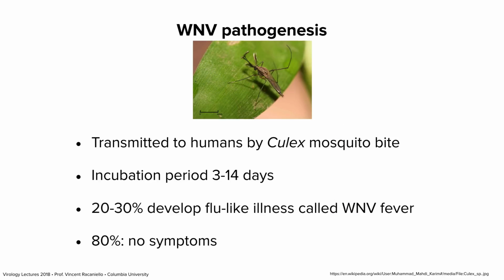These are the culicine mosquitoes, which are prevalent in many parts of the US. There is a short incubation period, and then 20 to 30% of people develop a flu-like illness, which is called West Nile fever. Flu-like, you can imagine what the symptoms are: fever, headache, malaise, etc. It can't be distinguished from other infections, and is highly asymptomatic.